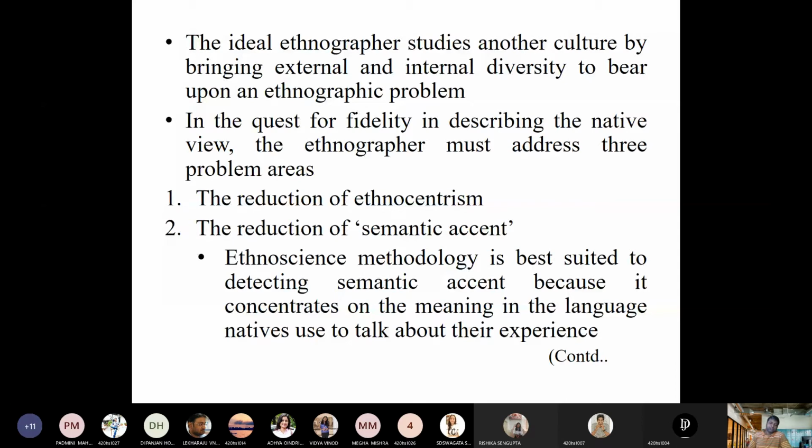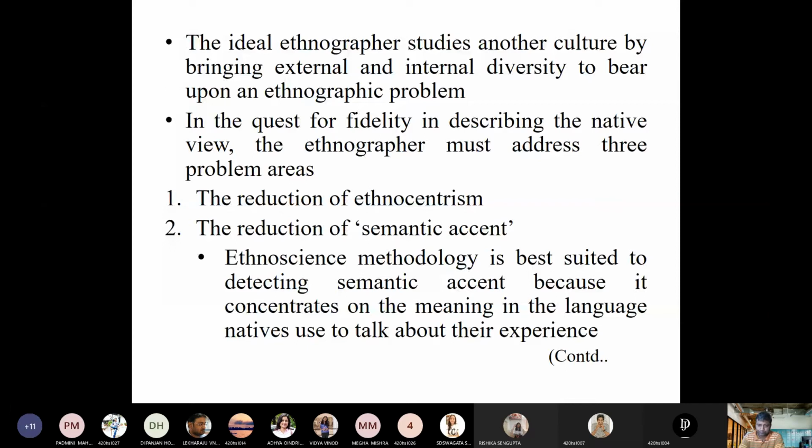Ethnoscience methodology is the best suited to detecting the semantic accent, because it concentrates on the meaning in the language natives use to talk about their experience. Ethnoscience methodology is another methodology which we can talk about later on. Here we are studying human society from a very holistic perspective while using the ethnoscience methodology. What exactly are we doing in ethnoscience methodology?